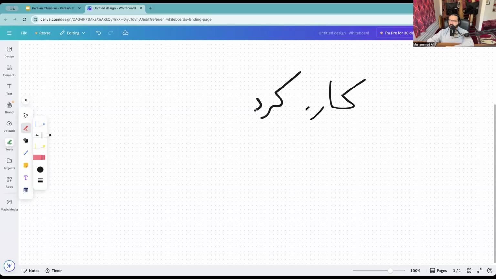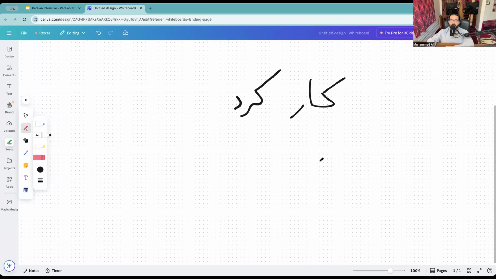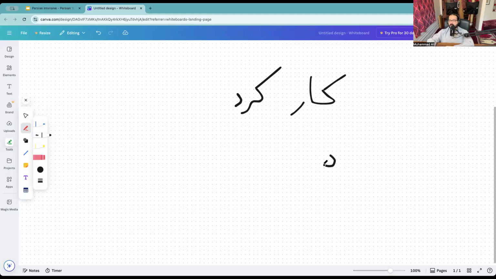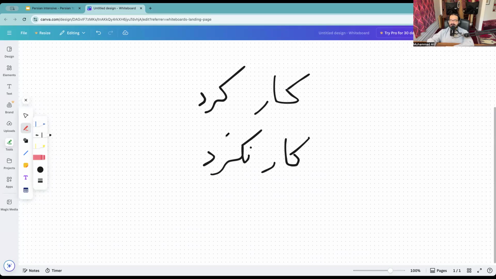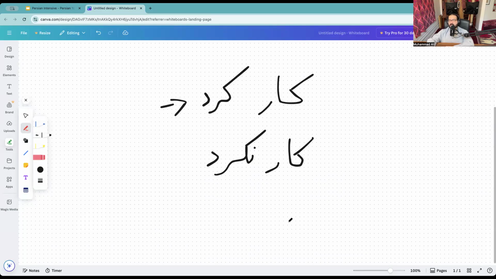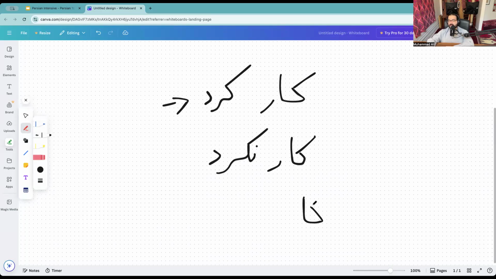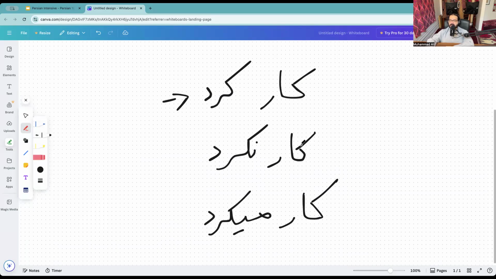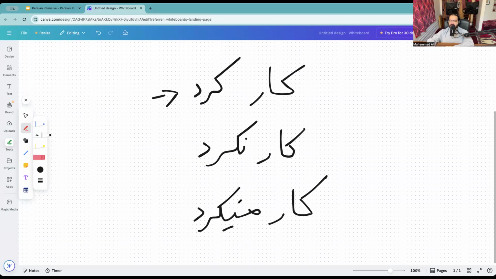Kar means work. Kard means he did. Kar kard. Now, if you want to say he didn't work, you would say kar nakard. He didn't do his work today. He didn't get paid. Kar nakard, for example. Notice the noon is added to the verb. Now, let's say he was working when I came and I saw he's working. I said, great job. Kar mikard. Kar kard. Kar nakard. Kar mikard.